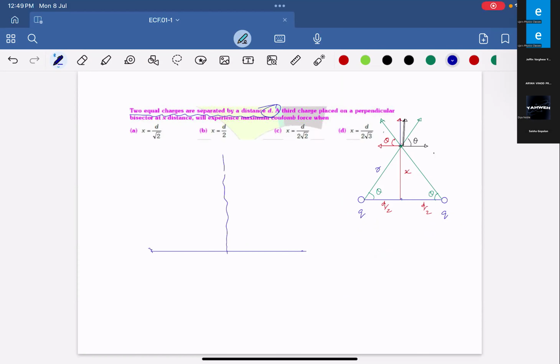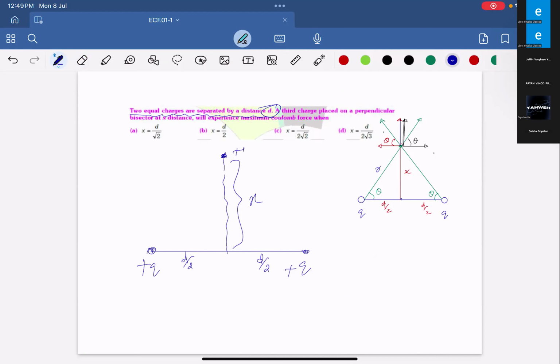Okay. So I'm going to find the force at this point. Where is that point? At a distance x. So look at my figure now. This is a q. This is another q, and they are separated by distance d. Total distance is d, so half would be d by 2, d by 2. So I need to find the force on this plus 1 coulomb.